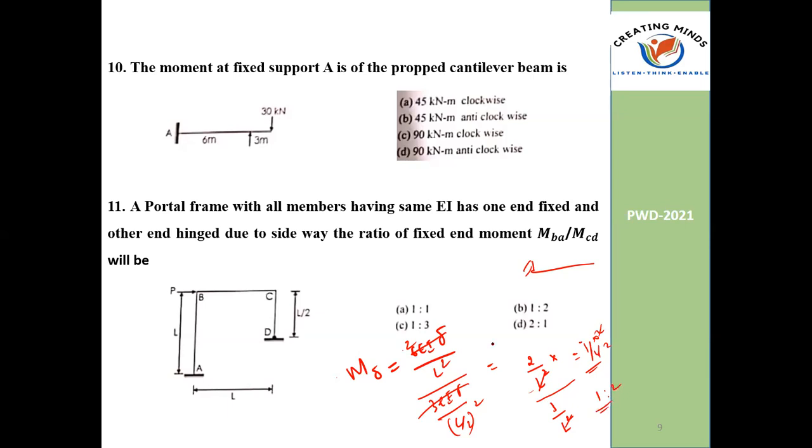1 is to 2, sir. 1:2. Right. I think someone told in the beginning only. 1:2. Yes, sir. Me, sir. Okay, good. This you can guess easily. 6EI delta, 3EI delta, 1:2.